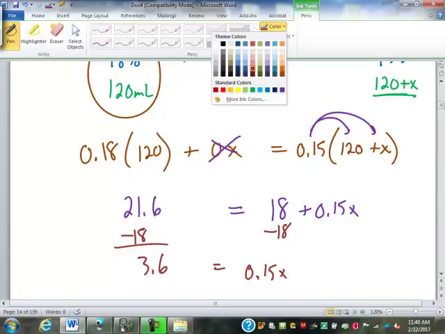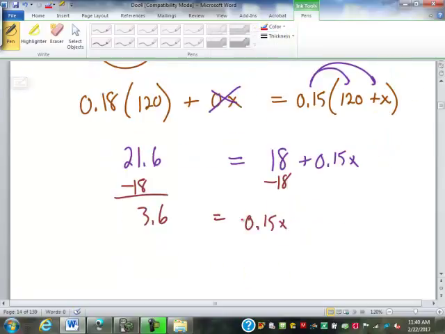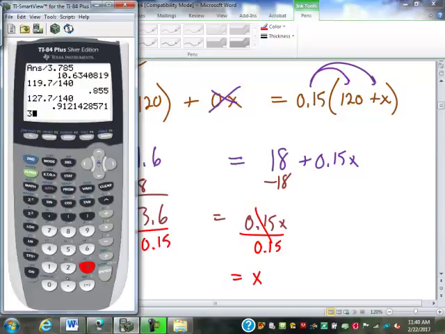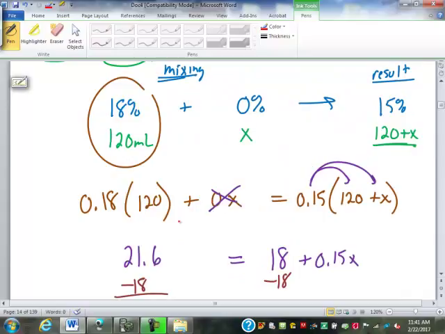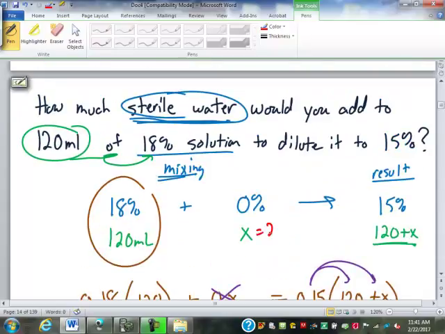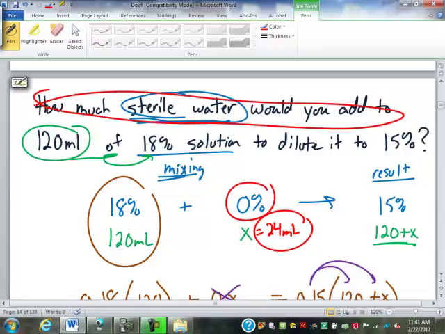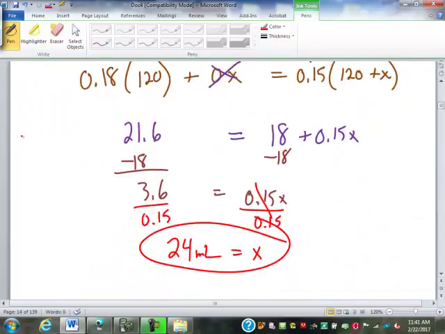And finally, divide by 0.15. So x equals 3.6 divided by 0.15, which is 24 milliliters. Then we have to make sure we answer our question. X is 24 milliliters. That is the amount of 0% or water, which is what we are asked to find. So 24 milliliters is our answer.